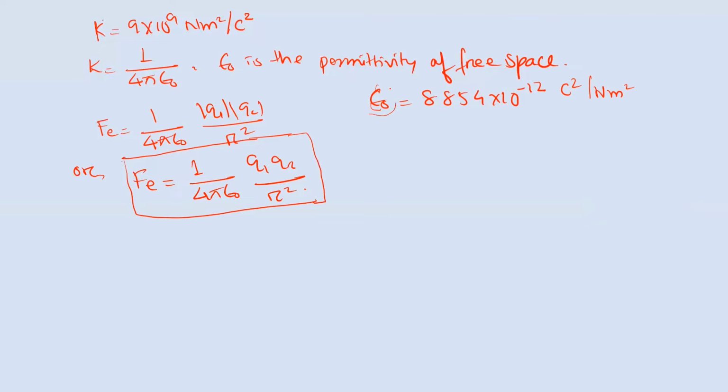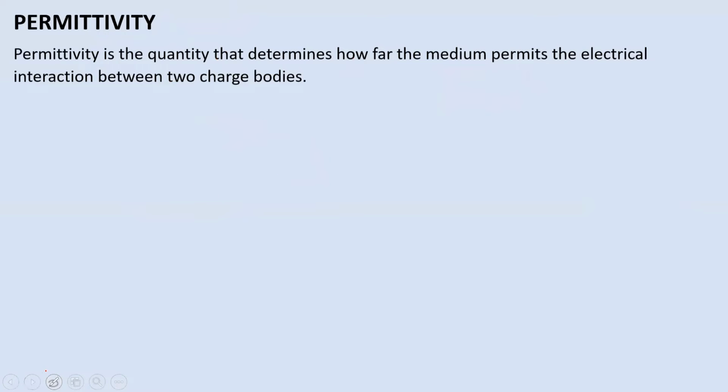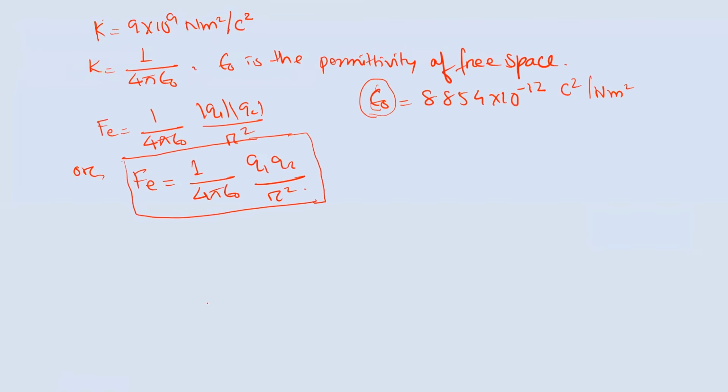Now we will see what is this epsilon naught and what permittivity means. Permittivity is the quantity that will determine how far a medium will permit the electrical interaction between two charged bodies. So here is the definition: permittivity is the quantity that determines how far the medium permits the electrical interaction between two charged bodies.